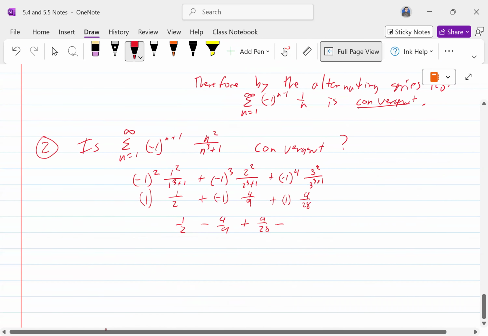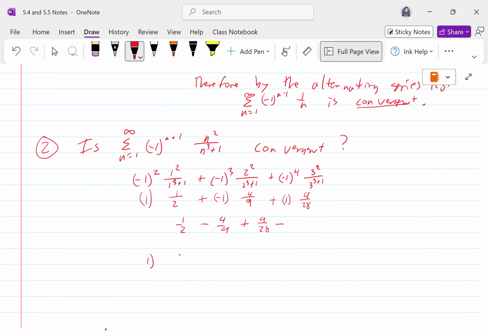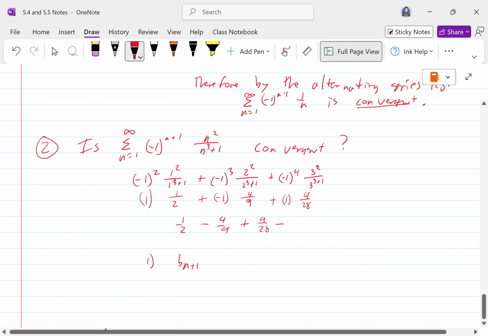Okay, so let's see, does it satisfy the criteria for the alternating series test? So we want to know, does b sub n plus 1, does the next term, is that always less than or equal to the previous term? Okay, so if I plug in n plus 1 for n, over (n plus 1) cubed plus 1, is that always less than or equal to n squared over n cubed plus 1?